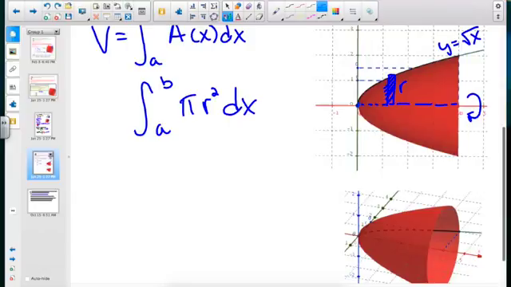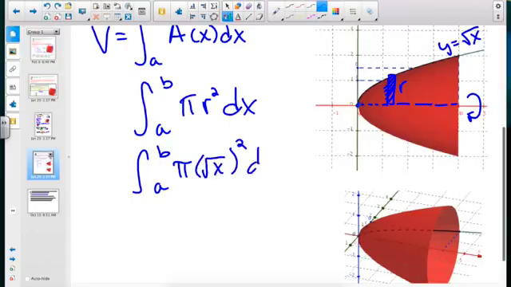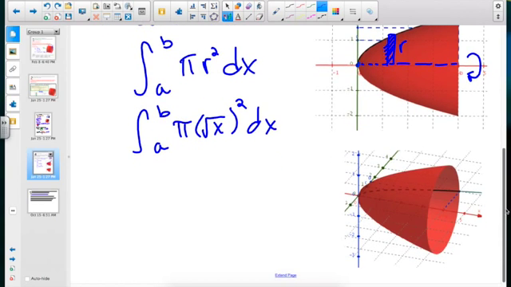The value of the square root of x. Okay? So that radius then is what? Square root of x. What do we need to do to the radius? We need to square it. Once we square the square root of x, what do we get? X. Good. That's not bad to integrate, right? I hope.